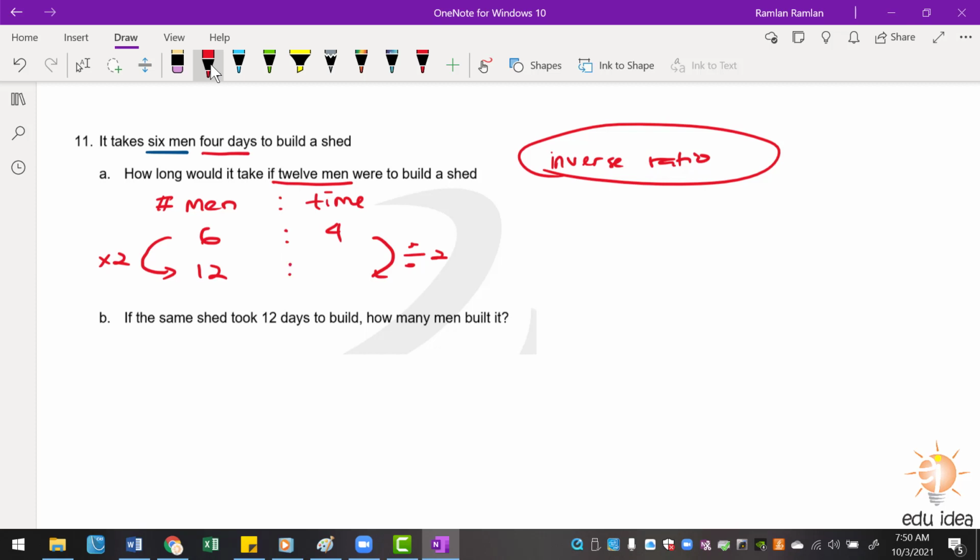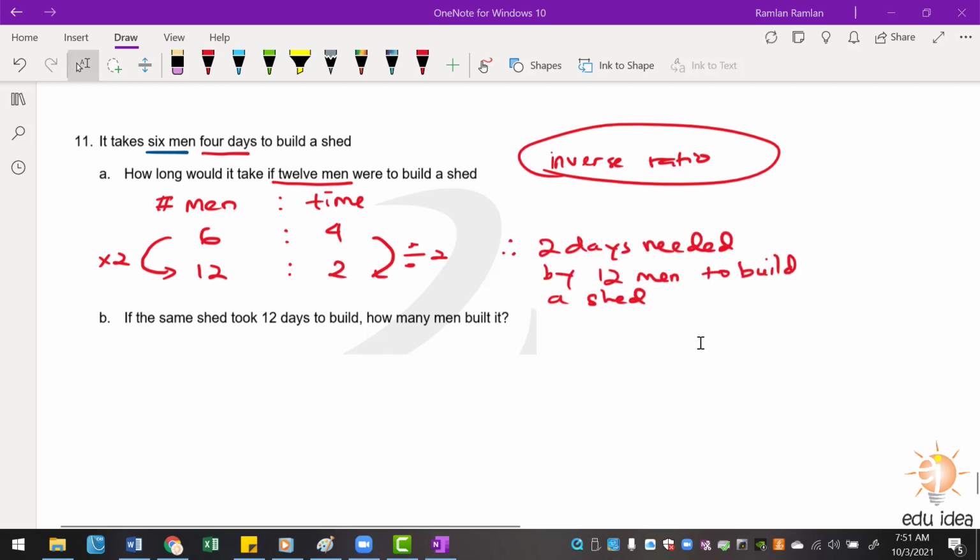So divide that by 2, you will get 2. So we can conclude that 2 days are needed by 12 men to build a shed. Okay, the same thing with question B. If the same shed took 12 days to build, how many men built it?